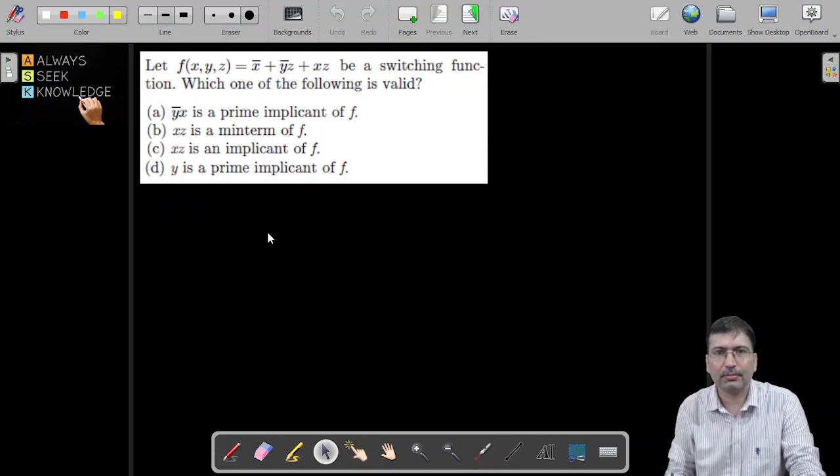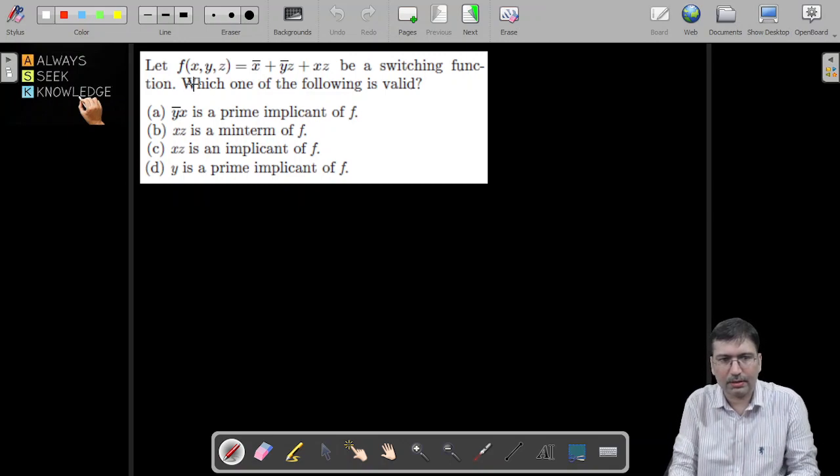In this lecture, we are going to solve a few previous year questions of GATE exams, in which they have asked how to find implicants, prime implicants or essential prime implicants. So let's solve the very first question.